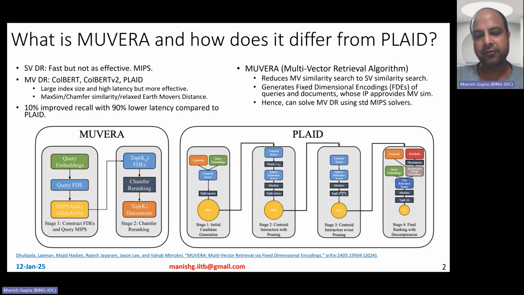Of course, if you have not looked at my previous videos on multivector dense retrieval like ColBERT V2 and Plaid, please go over them before watching this video.